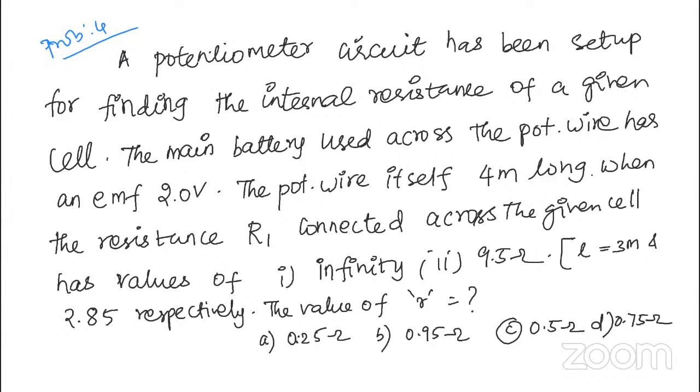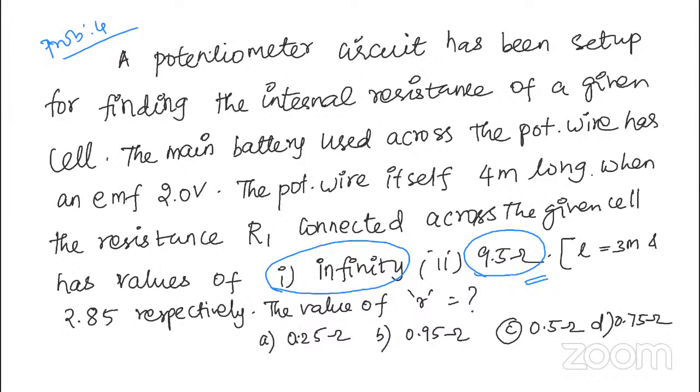So here they have given two conditions. We have to note it down. The first one is infinite and the second one is 9.5 ohms, right? When the value of R is infinite, we cannot calculate the values. If infinite makes L1 or L2 values 0, multiplying is meaningless. So the first option cannot be used. Only the second option we are going to work out.